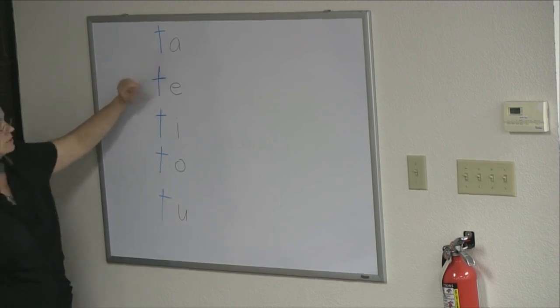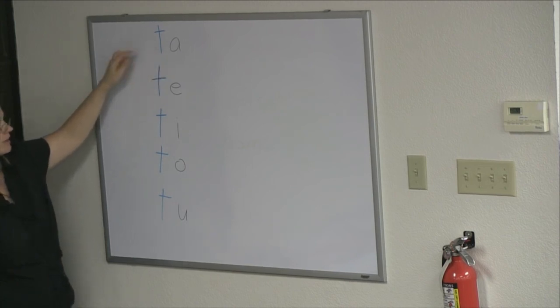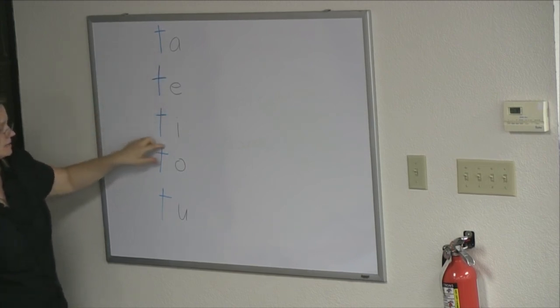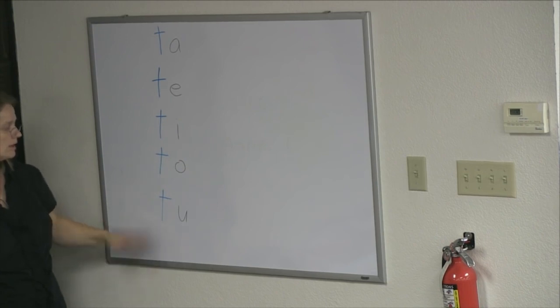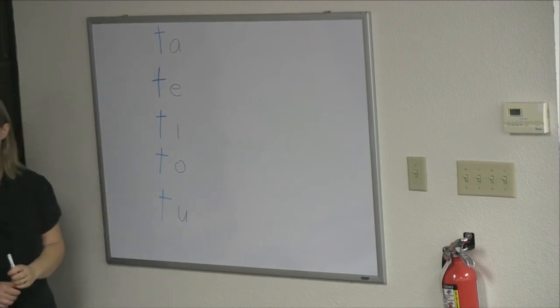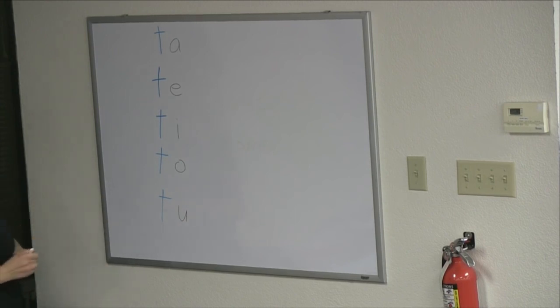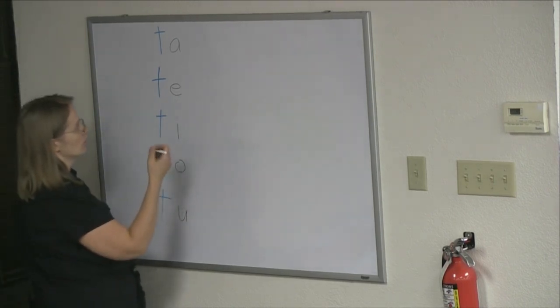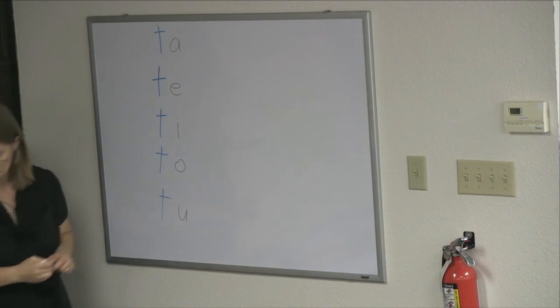So now you teach the child to read these letters. Ta, te, ti, ta, ta, and up the ladder. Ta, ta, ti, ta, ta. And you just practice that until they get good at that and learn to blend. And then from there, you can introduce one consonant at a time.